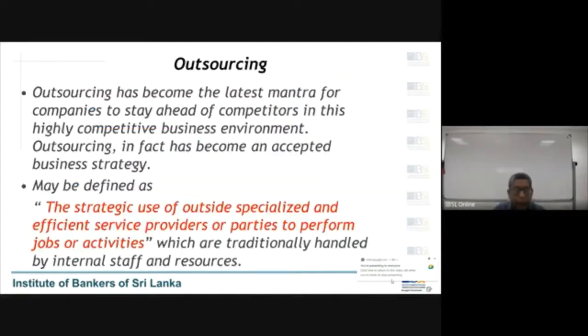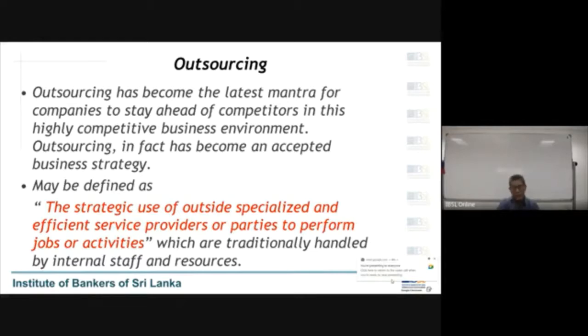Okay, the next one is a very famous one sometimes. Another strategy you use is what you call outsourcing. Now, outsourcing has become today the latest mantra for companies to stay ahead of competitors in the highly competitive business environment. So bankers are high users of outsourcing. Outsourcing, in fact, has become an accepted business strategy today.